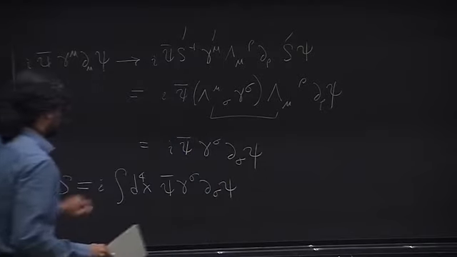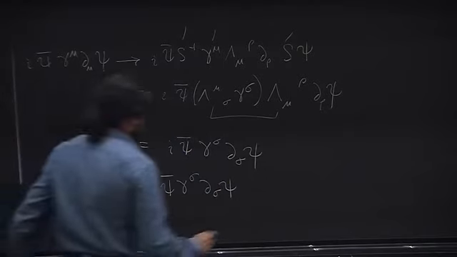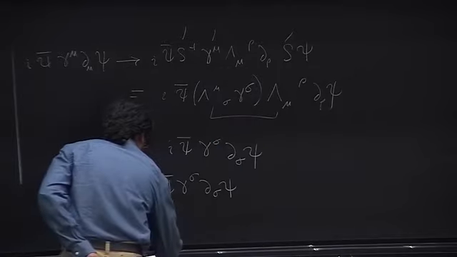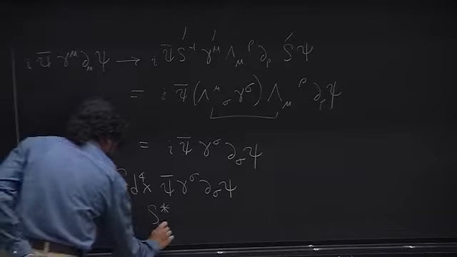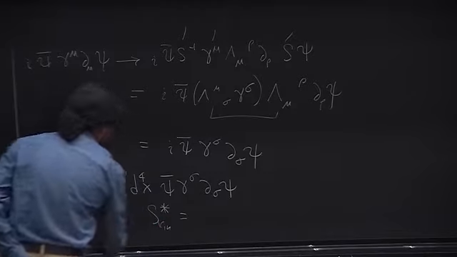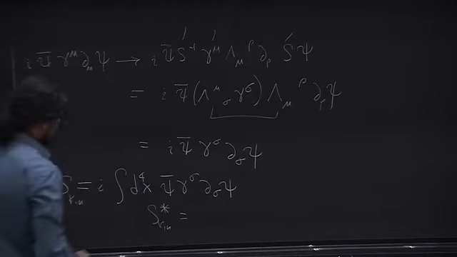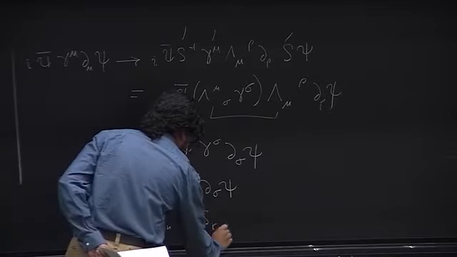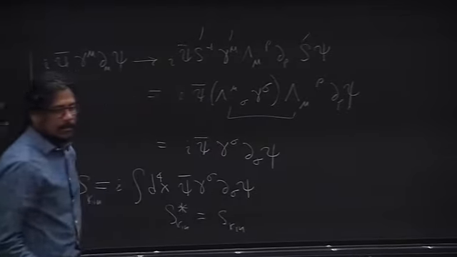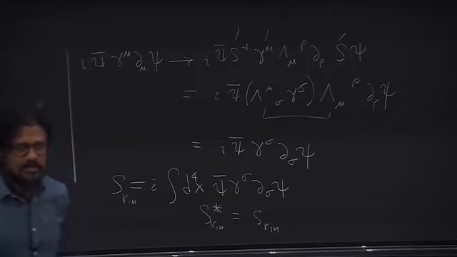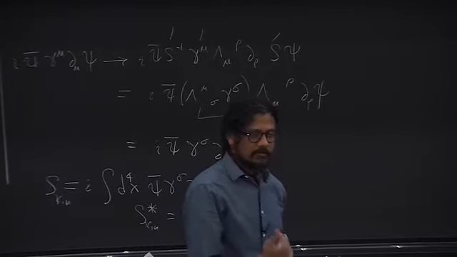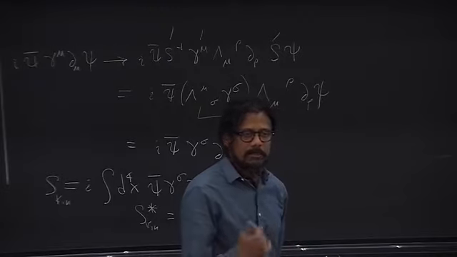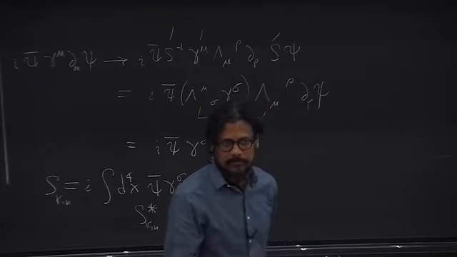You might say, why do we need this i? This i ensures that, let's say K for kinetic, up to total derivatives, the action is actually real. This is important because when we quantize the theory, we will derive a Hamiltonian from the action. If the action were not real, the Hamiltonian would not be Hermitian. Okay.